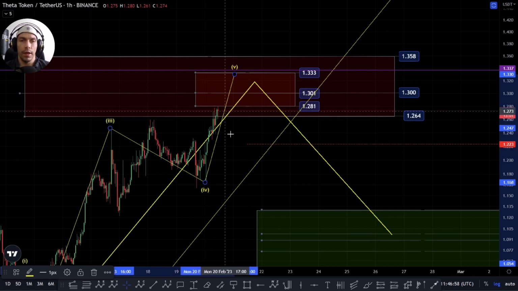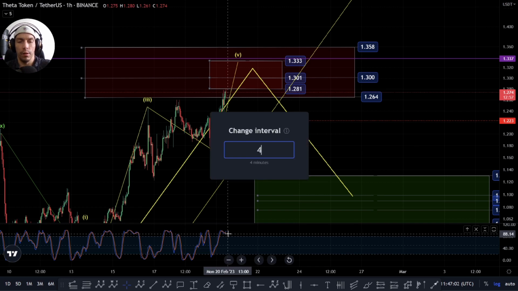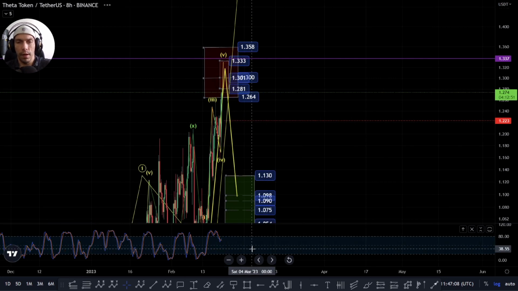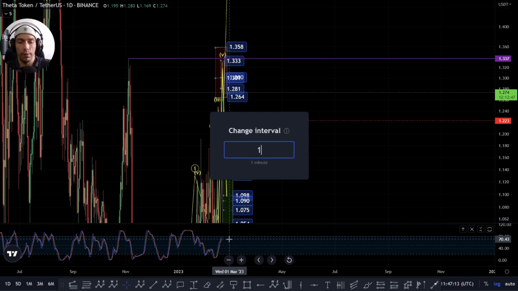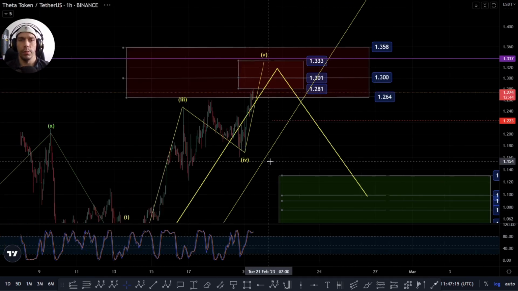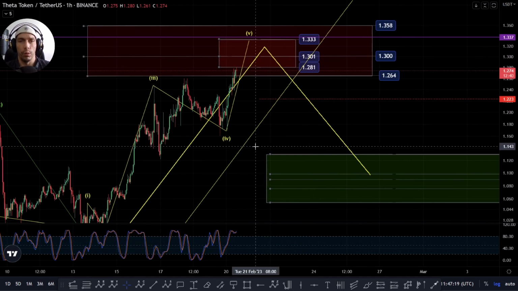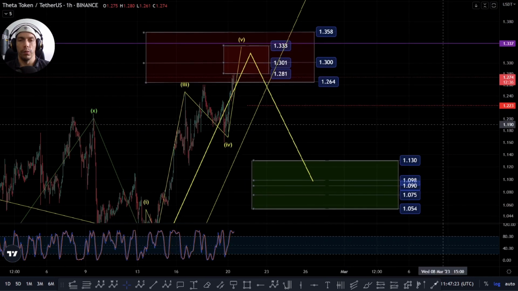So we just need to be careful that we don't start to break down from this point. We can see that the stochastic on the 1 hour is high. The 4 hour still has quite a bit of room, but the 8 hours is still high as well, and the daily is heading up there. So, you know, we need to just be a little bit cautious. We're coming up to resistance here, and the stochastics are also pretty high here, so we just need to be aware that we could start to see some pullbacks.